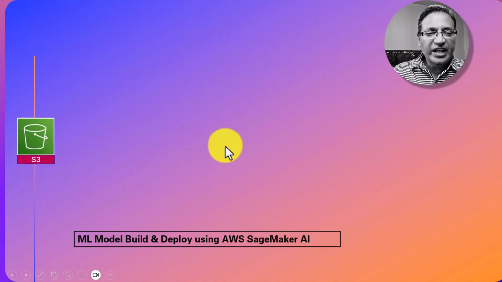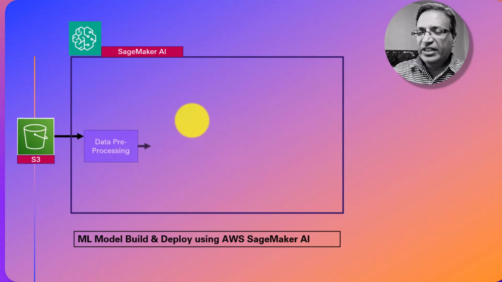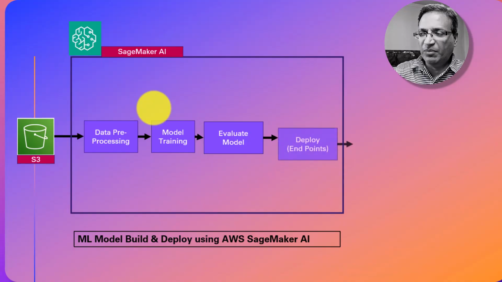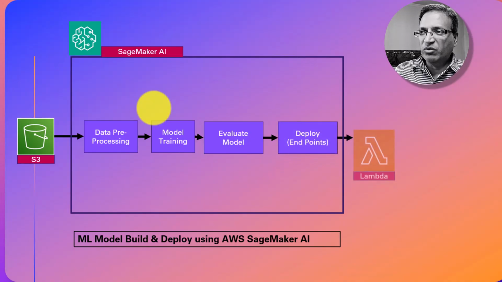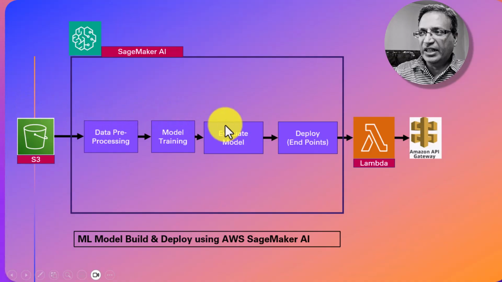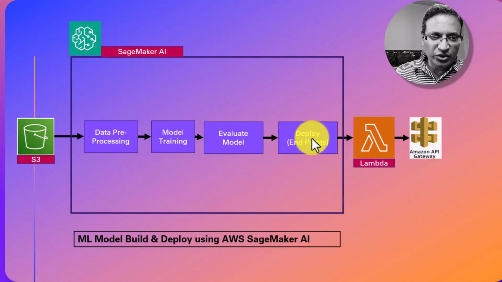So we'll have data in S3, and from S3 we'll push the data to AWS SageMaker AI. And within SageMaker AI, there will be pre-processing of the data, there will be model training, there will be evaluation, and then we'll deploy that model and we'll have endpoints which we can access through Lambda and API Gateway. In this video, we'll just do the part from S3 until the deployed endpoints, and in a future video, we'll integrate with Lambda and API Gateway and through a browser, things like that.